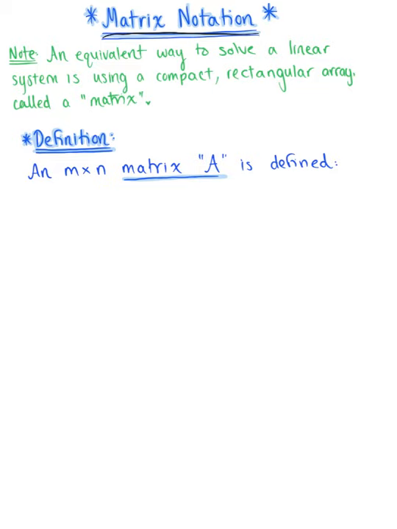So this is providing us with an equivalent way to solve a linear system of equations using a compact rectangular array called a matrix. So here we go. An M by N matrix A is defined as follows. So here is our rectangular array. And we want to think about the entries here. So the entries in a matrix are just the coefficients of your linear system.